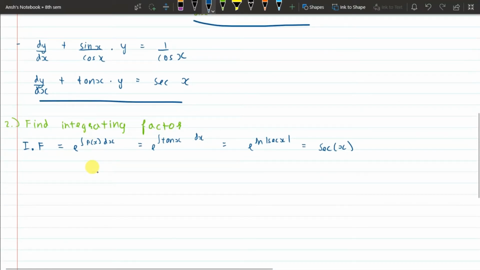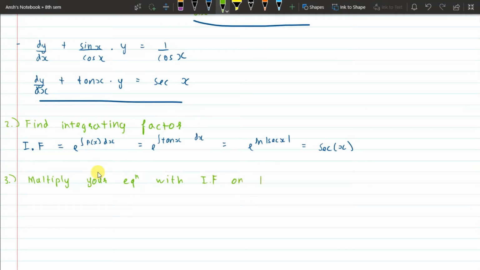Once you have the integrating factor, the third step is that you multiply your equation with the integrating factor on both sides.